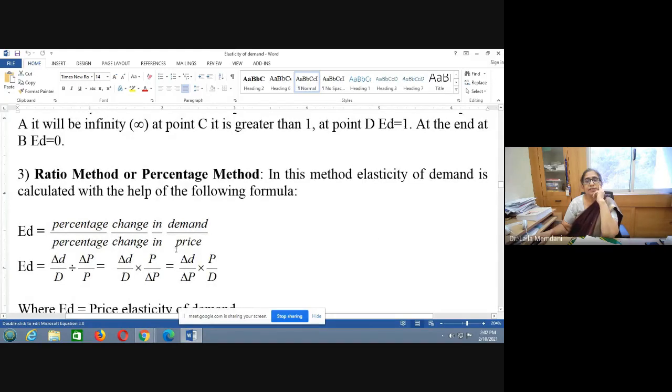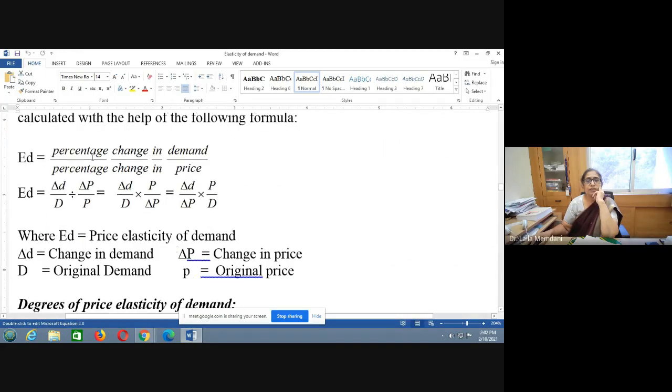Then the last is the ratio method or percentage method, also called the proportionate method. The formula is percentage change in demand upon percentage change in price. So we write delta D, the change in demand upon original demand, divided by delta P upon original P, where P is price. With simplification, we get delta D upon delta P multiplied by price upon demand.